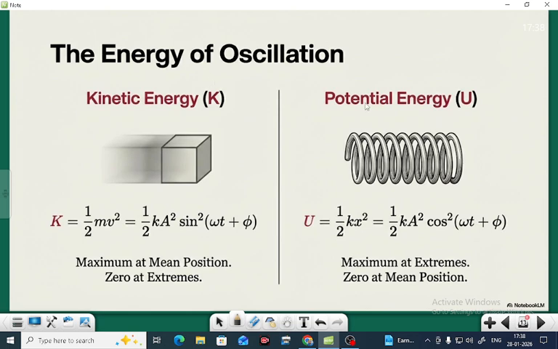The energy of oscillation. Kinetic energy can be defined in this way: K equal to half m v square, which is half k A square sin square(omega t plus phi). Maximum at mean position, 0 at extreme. So the kinetic energy is maximum at the mean position, 0 at the extreme. Potential energy equal to half k x square, which is half k A square cos square(omega t plus phi). Maximum at extreme. So the potential energy is maximum at extreme and 0 at mean position.